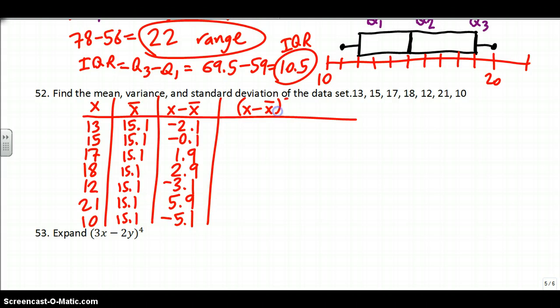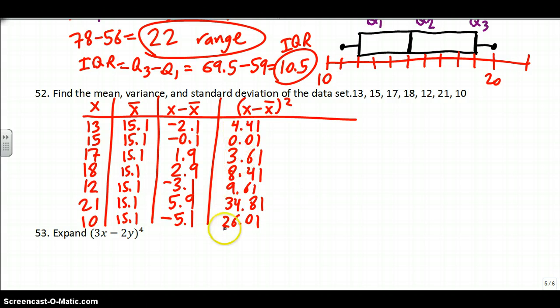Then I square all those. I take x minus x bar squared. So I have to square negative 2.1. Really, the negative doesn't quite matter at this point because when I square them, they should end up being positive. 0.01, let's see, 1.9 squared ends up being 3.61. 2.9 squared will be 8.41. 3.1 squared will be 9.61. 5.9 squared will be 34.81. And 5.1 squared will be 26.01.